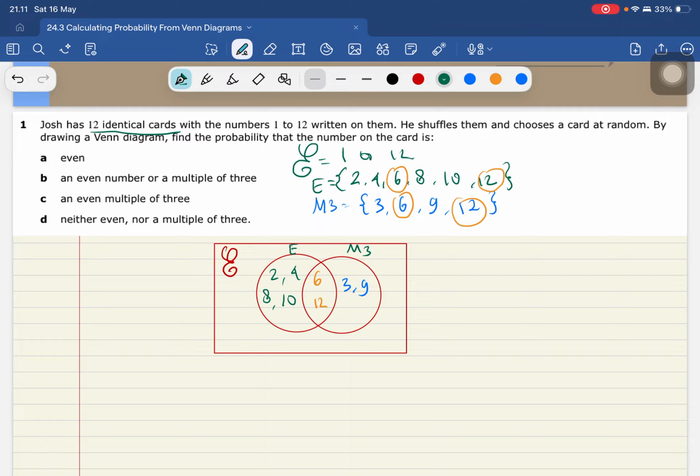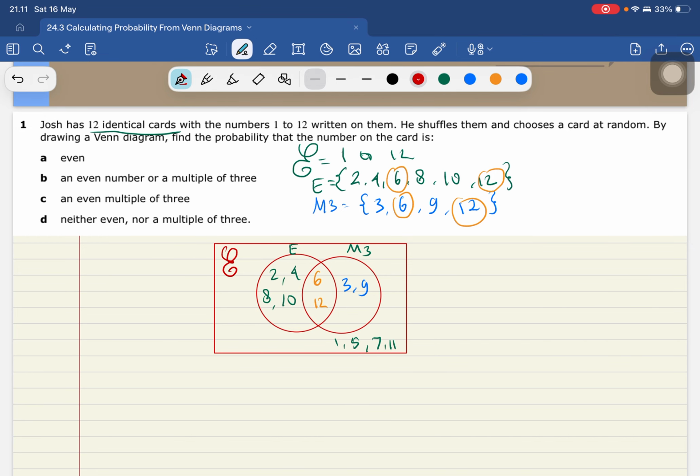So what are the numbers that are neither even nor a multiple of 3? Let us count. 1, there is no 1 here. 2, 3, 4, okay, 5, 7, and 11. They are not even and not multiples of 3.